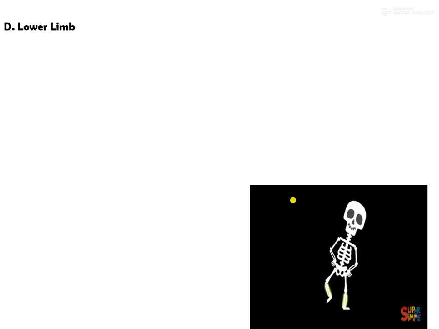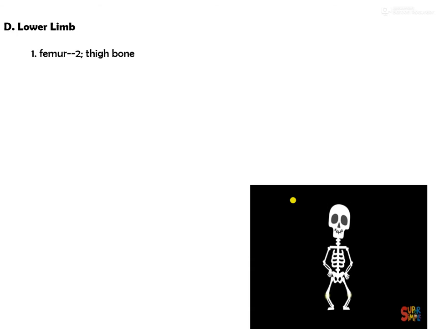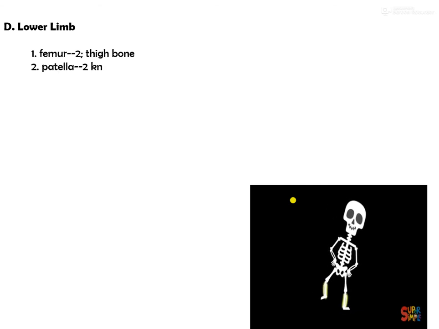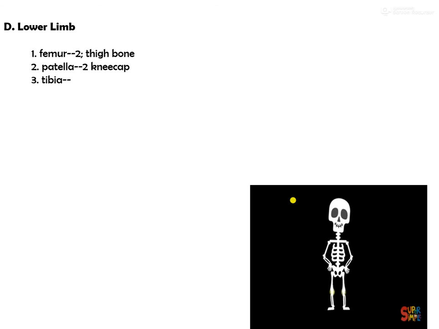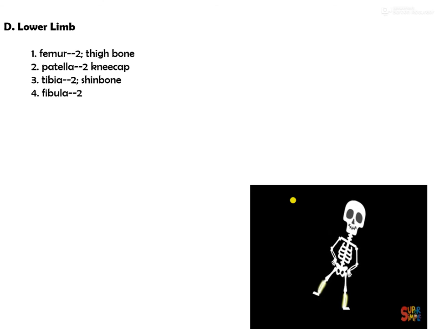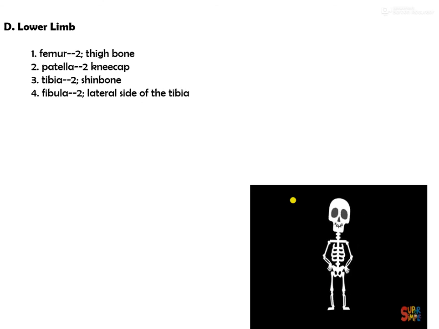Lower limb. First one is the femur, which are the two thigh bones. Patella, the two kneecaps. Tibia contains two bones, which are the shin bones. Fibula contains two bones, on the lateral side of the tibia.